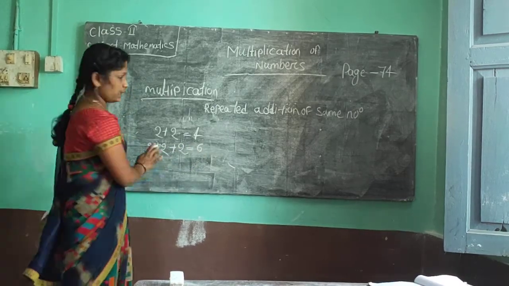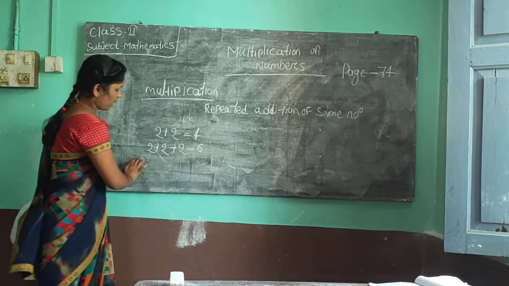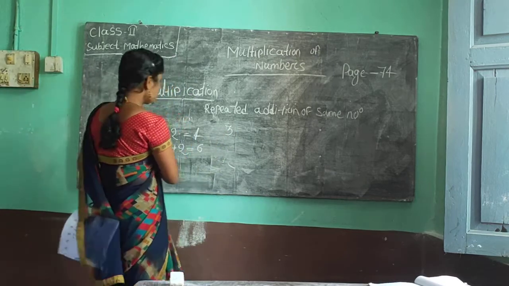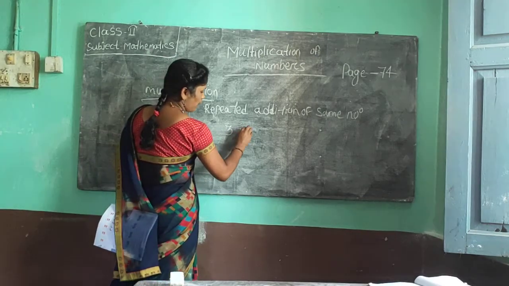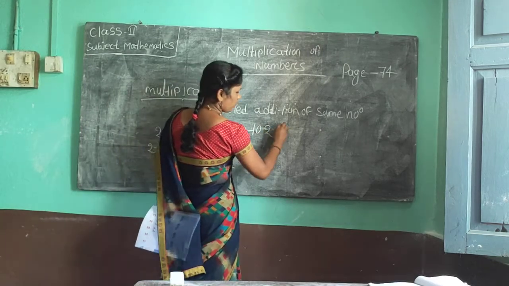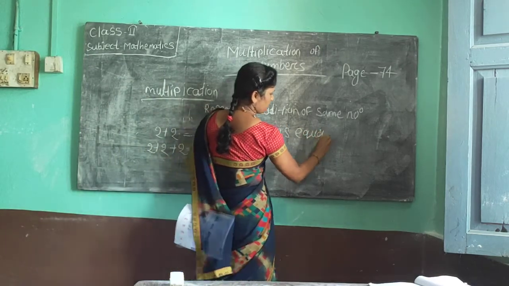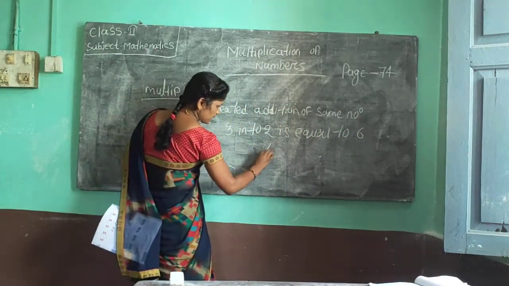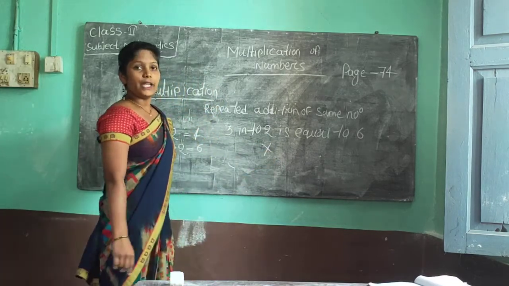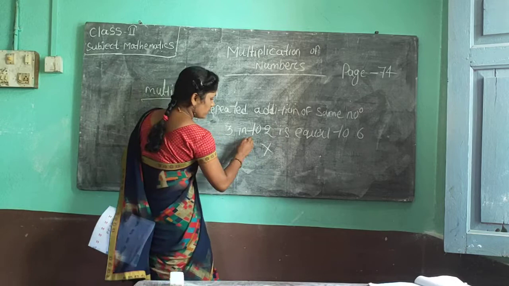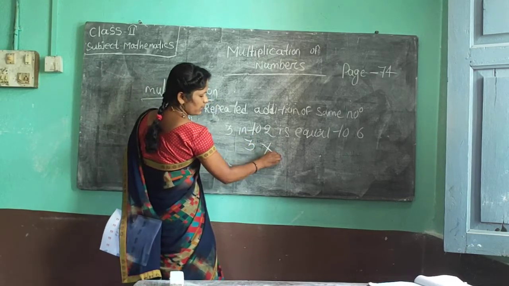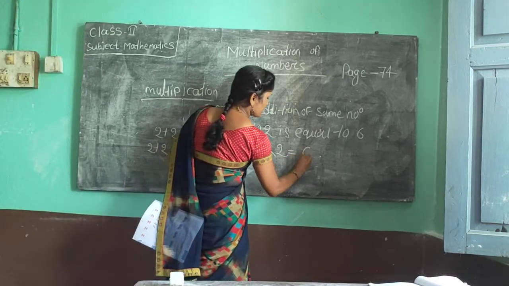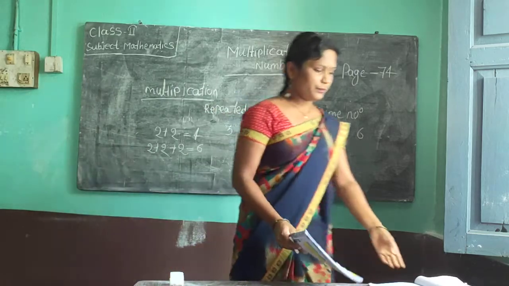So how to write this thing? How many times is 2 repeated? 3. So write 3. Okay? Which is repeated? 2. So you write 3 into 2 is equal to 6. How to write this in symbols? This is the symbol of multiplication, also called into. So how to write 3 into 2? Into means the multiplication symbol. Okay? 3 into 2 equal to how much? 6.